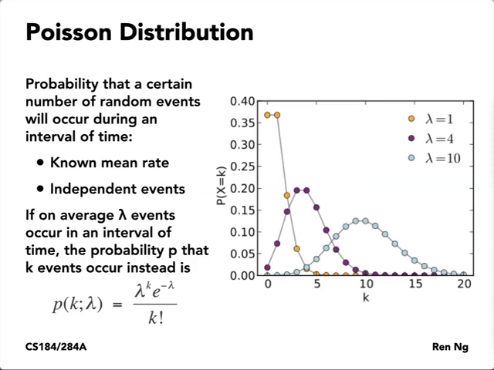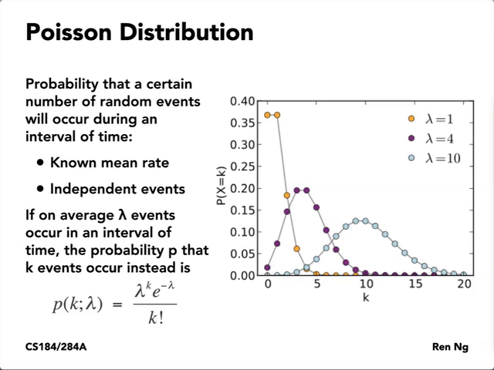It's the probability that a certain number of random events will occur during an interval of time. It's not just for photon counts on image sensors. It's for all kinds of things that you want to count in the real world. The probability that a certain number of events will occur, if you know the mean rate, the average rate, and if each of the events is independent, is given by the Poisson distribution.